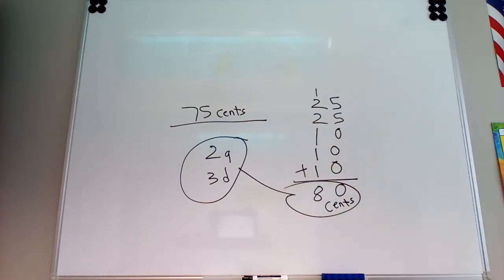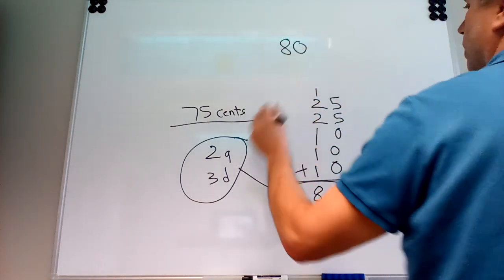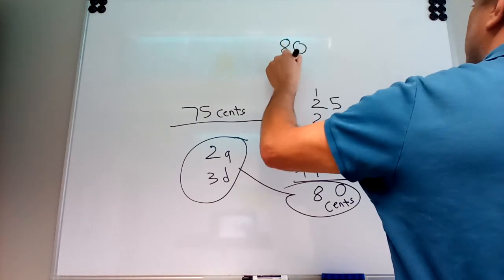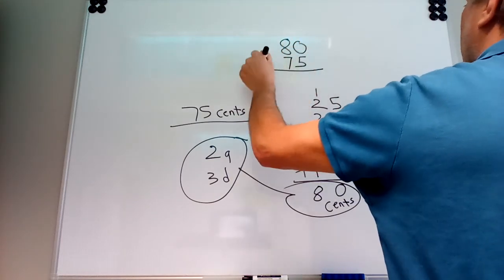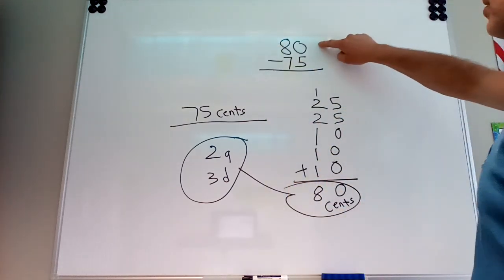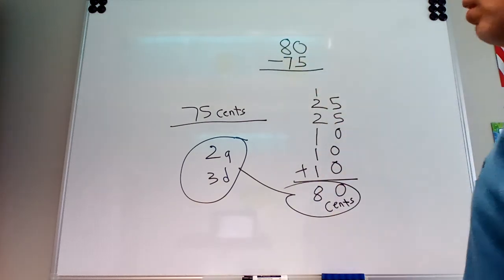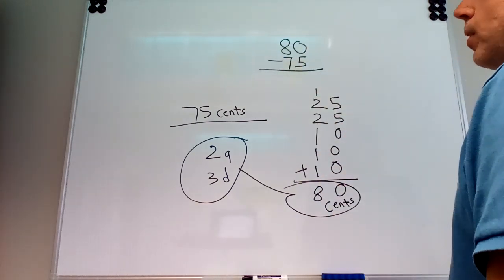Well, let's go a step further with this, and let's say if you buy that candy with your money, how much money will you have left? Well, if you've got 80 cents and the candy costs 75 cents, and you want to find out how much you'll have left, you're going to have to subtract. So you take your 80 cents that you have and you subtract the 75 cents that you have to give to the store clerk, and then you can figure out how much money you have left.